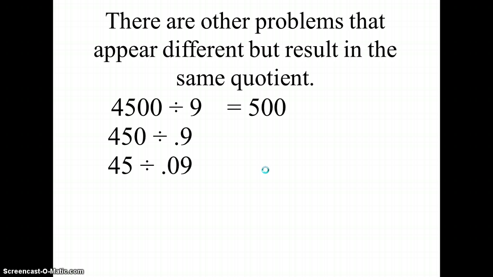Once I've rewritten this problem, 10,240, I can divide it by 4. And when I find my quotient, I get 2,560.